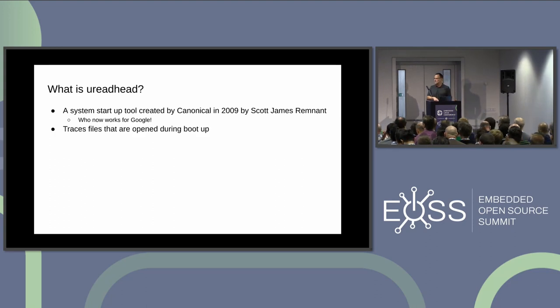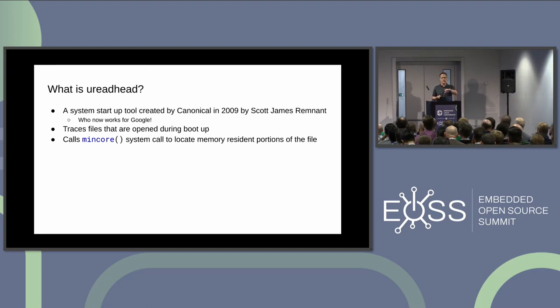So what's it do? First thing it does, when it boots up, it traces the open system call, basically. So when a file gets opened, it traces it, records it. Then, after the boot up's done, it reads the trace and calls mincore. Mincore tells you where memory in a file is present. So you can look at a file and say, this part of the file is present in memory, and this part of the file is present in memory. Everything else is not present in memory. So it records that. Then it records this information and creates a pack file.